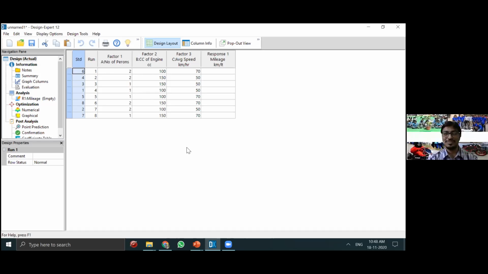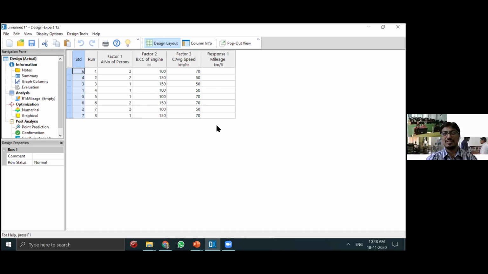No, what you have to do is write it down on paper. All this design: 2, 2, 1, 1, 1, 2, 2, 1, and this side is 100, 50, 150, 100. So these have 70, 50, and all this. Keep it with you on a piece of paper, and then go for experimentation. On the right side, you just note down the responses. Okay. And then you can close it down.